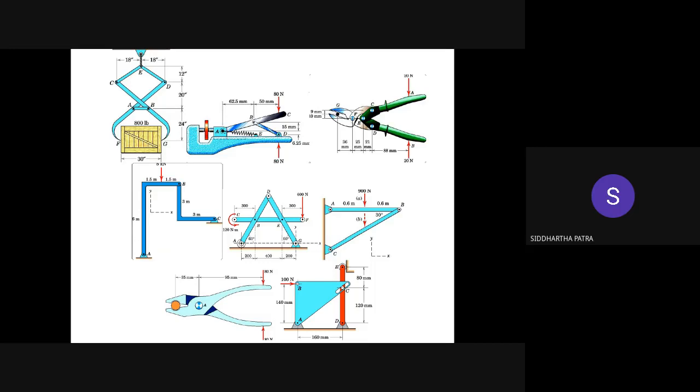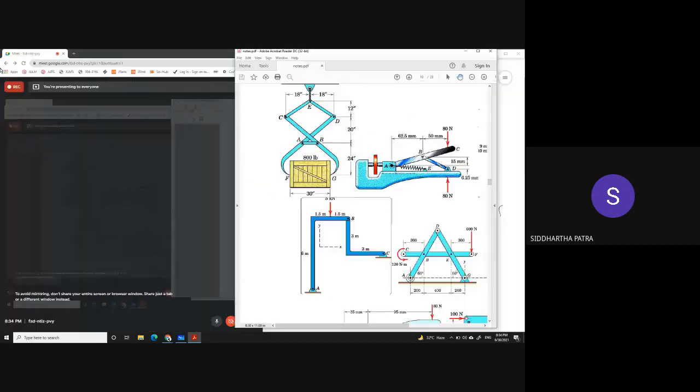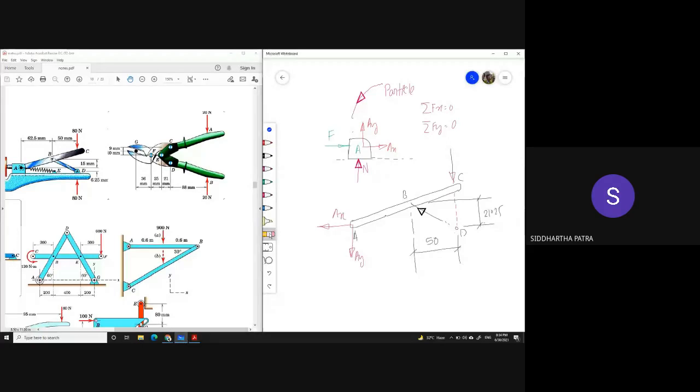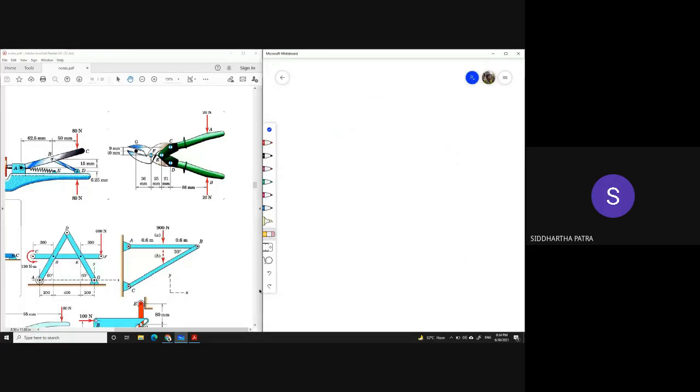Now if you have taken the screenshot, then we can go back to the discussion of the other two problems. Now you see this wire cutter on the right. That actually is made of four three-force members.